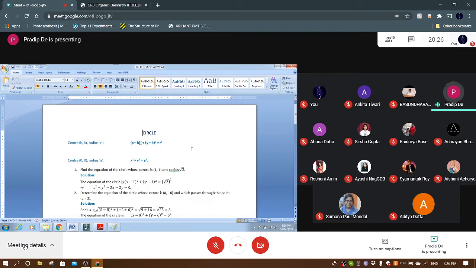First question. Find the equation of the circle whose center is 1 1 and radius root 2. Center 1 1, that means h is 1, k is 1, radius root 2, that is r equal to root 2. The equation of the circle is x minus 1 whole square plus y minus 1 whole square is equal to root 2 square. Simplify, you get the answer.